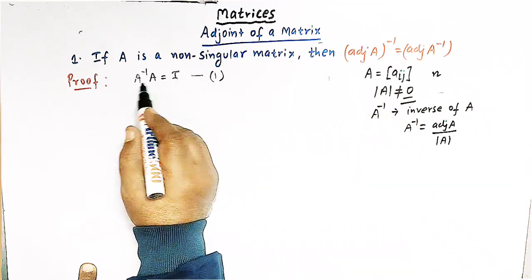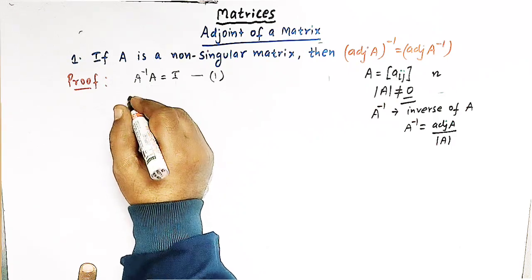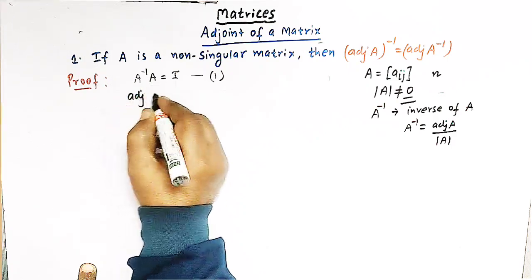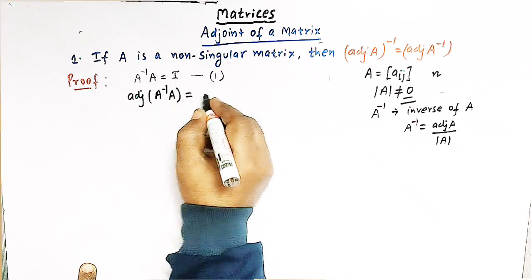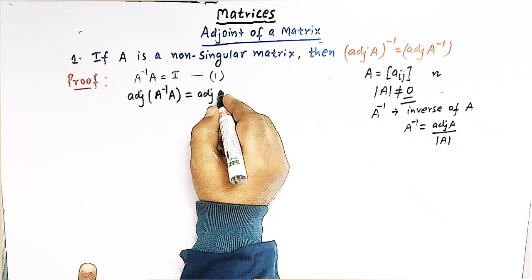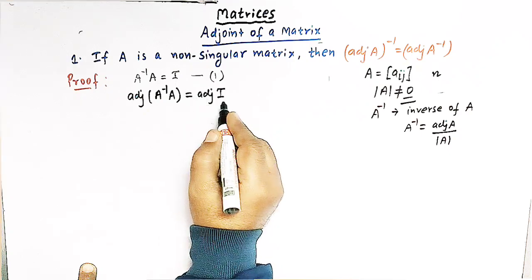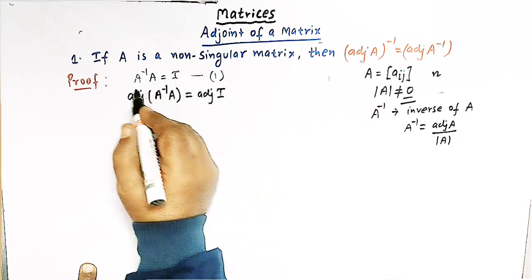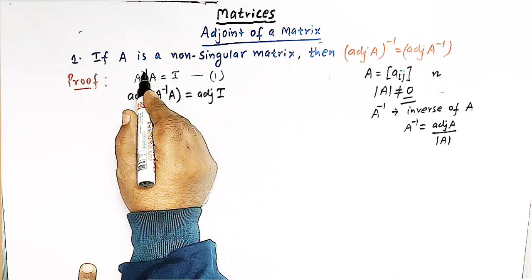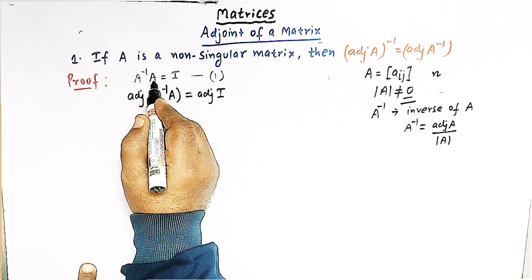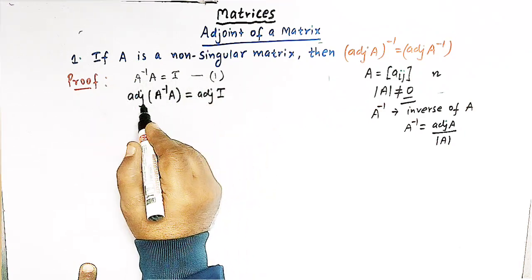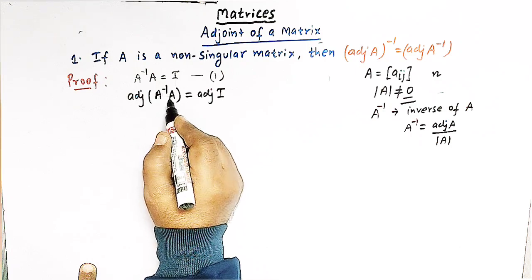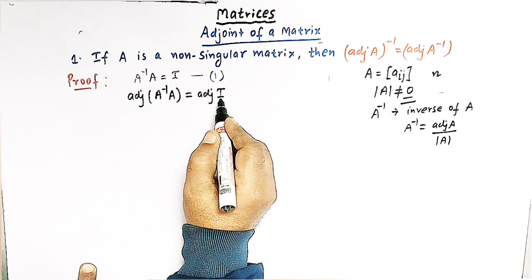So let us take the adjoint of both sides. We can now write the adjoint of A inverse A is equal to the adjoint of the identity matrix I. So we have A inverse multiplied with matrix A is equal to I, and taking the adjoint of both sides, we have adjoint of A inverse A is equal to adjoint of I.